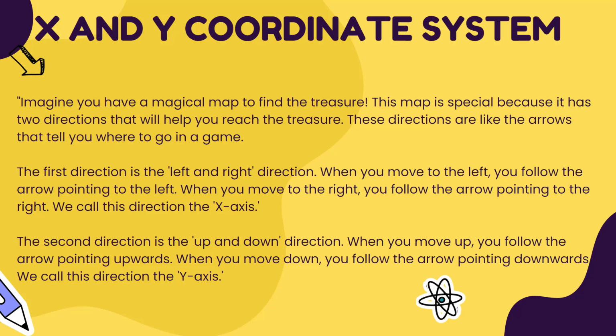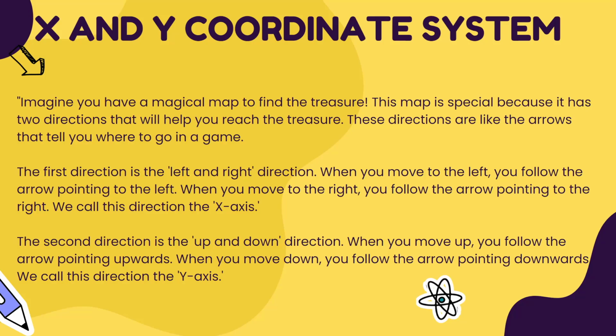Imagine you have a magical map to find the treasure. You are given a map using which you have to find the treasure. Now, why is this map special? Because it has two directions that will help you to reach your treasure. These directions are going to be like your arrows. In games, you have arrows to make you go anywhere.